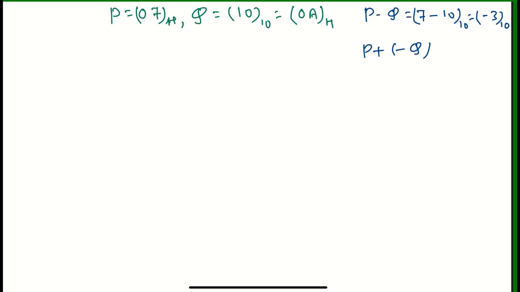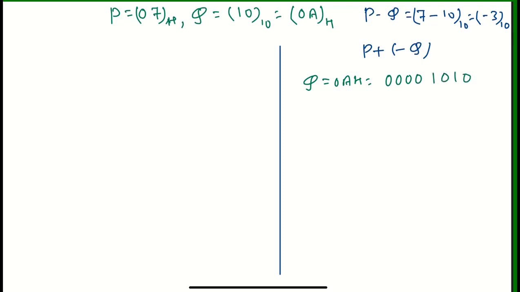So now here we have to see this Q has been given as 10. So we can write this in hex as 0A. This 0A in binary can be written in 8-bit as 0, 0, 0, 0, and A can be written 1, 0, 1, 0. So now here we need to find out this minus Q. So minus Q means it will become the representation of minus 0AH.